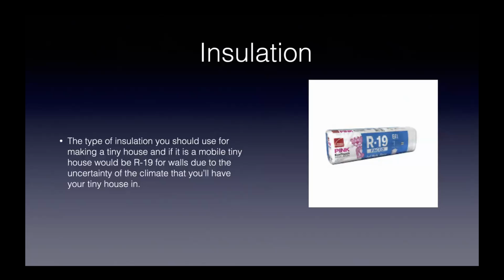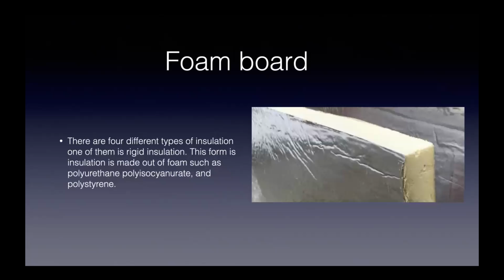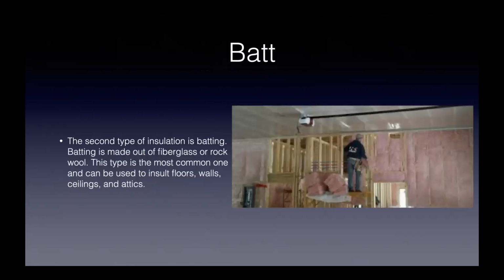For the insulation, the best one to use for the walls is R19. It's really good at keeping warmth in. You could use R30 or R38 for the roof. There are four types of insulation, but I don't necessarily think foam board is true insulation. It's more like an extra barrier to keep wind from breaking through. This is the foam board right here. Then you have batt insulation, your traditional form of insulation, made out of fiberglass, for insulating walls, attics, ceilings, and floors.